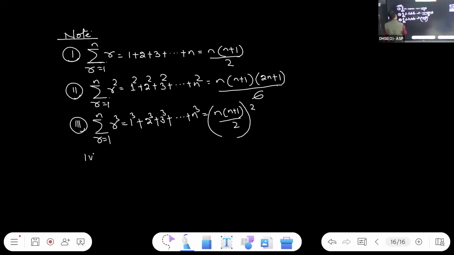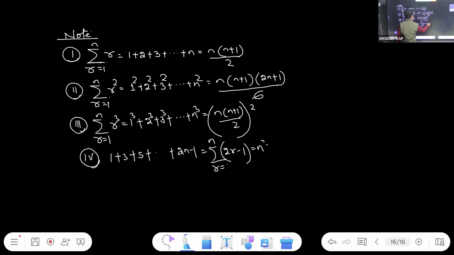Fourth one is 1 plus 3 plus 5 up to 2n minus 1. So sigma r equals 1 to n of (2r minus 1) is equal to n square.